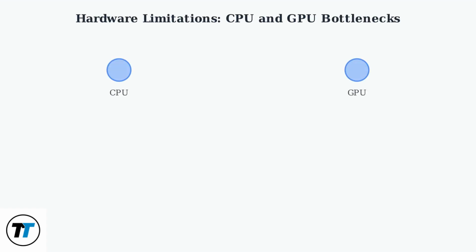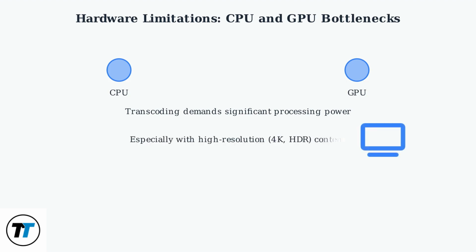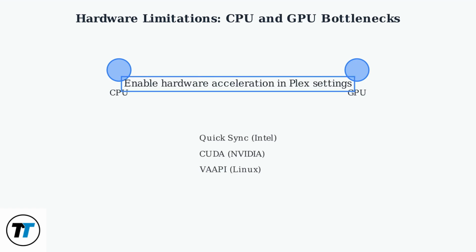Transcoding in Plex requires significant processing power to convert media files in real time. If your CPU or GPU is underpowered, Plex may fail to create a playback session. This issue is particularly common with high-resolution content like 4K or HDR files, which require much more processing than standard definition. To solve this, enable hardware acceleration in Plex settings to offload transcoding work from the CPU to the GPU.